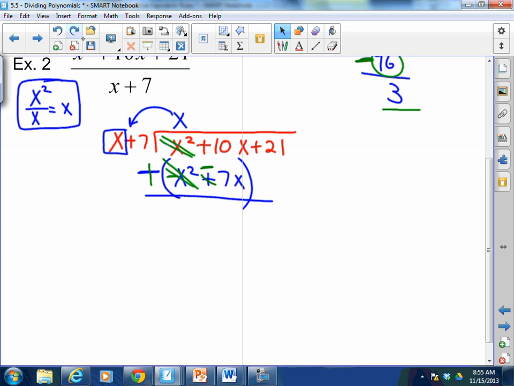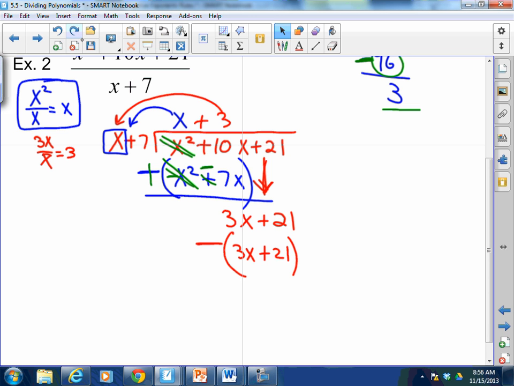Then, don't I add like terms? What's 10x minus 7x? 3x. I drop down the 21. You with me, my man? Now, how many times does x go into 3x? 3 times. Distribute it. Subtract the product. Distribute that negative. The 3x cancels. The 21s cancel. In this case, you have a 0 remainder. Does that make sense? Yes.